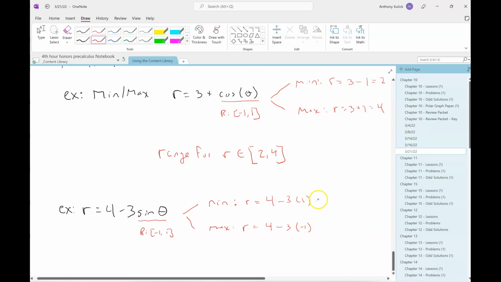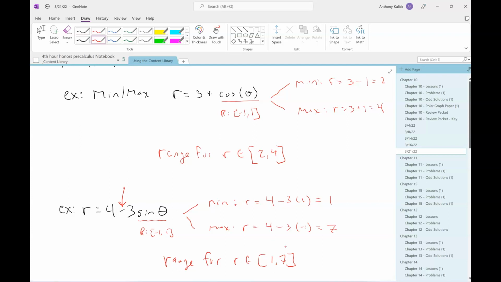Whoa, whoa, whoa, Mr. Kulik. Why are they flippy-floppy there? Well, because there's a negative sign in front of the sine. So it's really like the opposite. You know what I mean, guys? So my range for r in this case is just going from 1 to 7. Whoa!